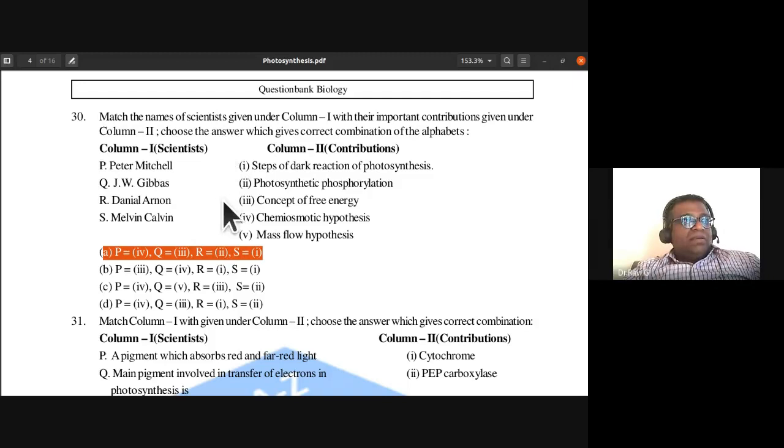Please be thorough with questions of this nature that you get in match the following. Even in NEET, you get those questions. So remember about this.